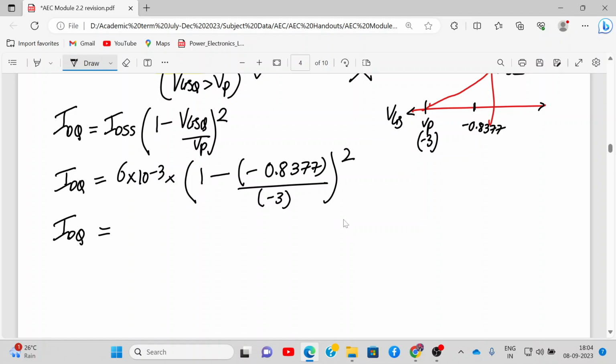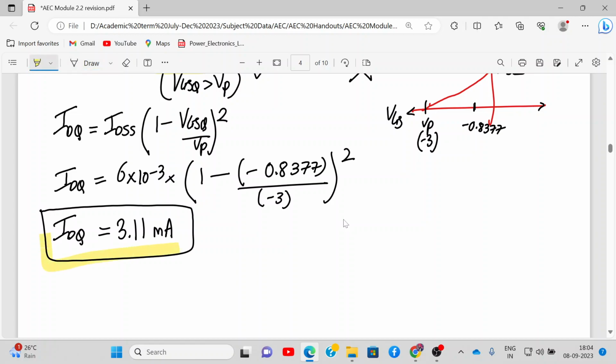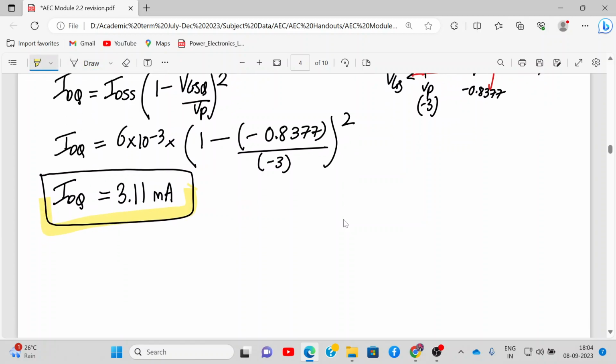How much is IDQ? Anyone with the value? And remember, it is square. It will be milliamperes. Please tell me quickly. 5.53 milliamperes. No, right? No. 3.11 milliamperes. Yes, that's correct. 3.11 is the correct answer. Please check your calculation once.